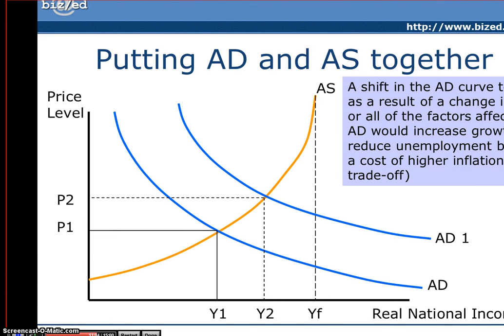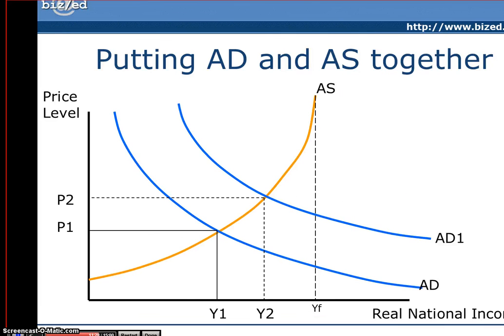So a shift in the aggregate demand curve to AD1 because C, I, G or X have increased will increase growth and reduce unemployment because the gap between Y2 and YF is smaller. But at a cost, as you can see, price level is increased, and that's inflation. And we'll come back to that later, but the goal for inflation is that we have prices rising no faster than 3% and no slower than 1%.